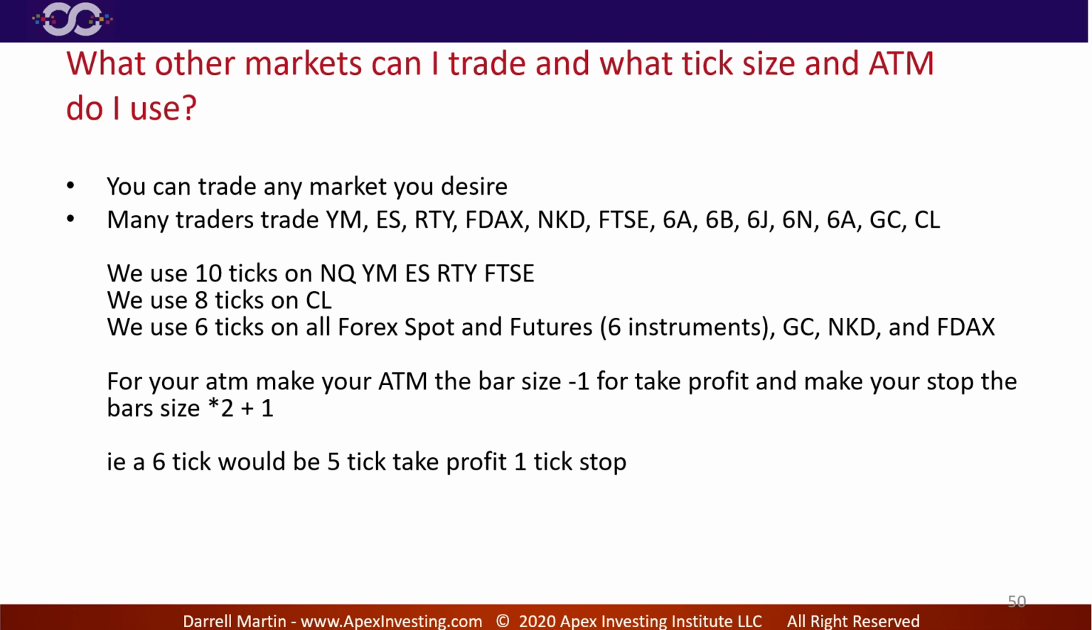All right, so if you use different ones, basically your take profit is going to be 1 tick less than your bar size, and your stop loss is going to be 2 times your bar size plus 1. Okay?